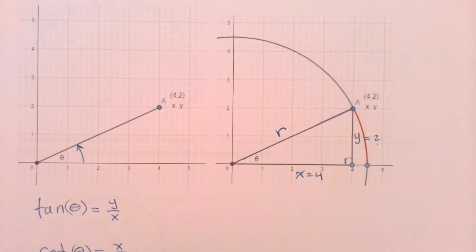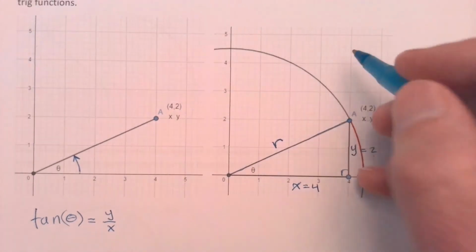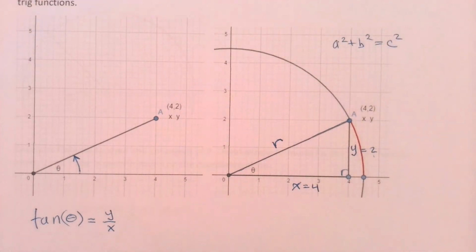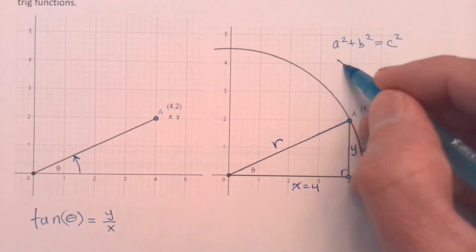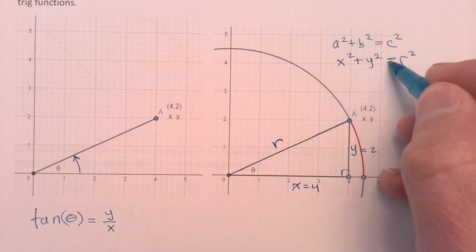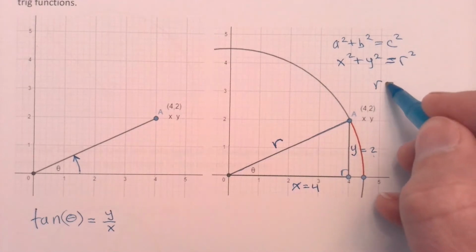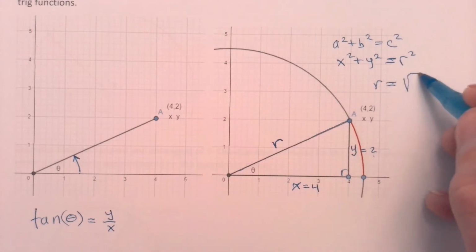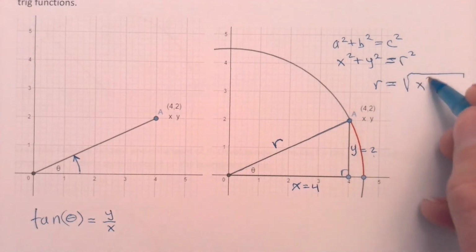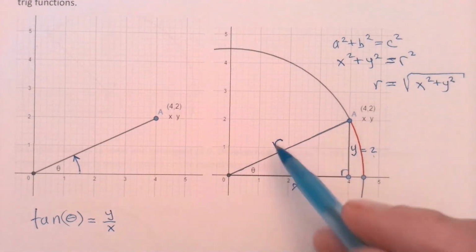Pythagorean theorem would say x squared plus y squared equals r squared. I mean, I know you probably saw it as a squared plus b squared equals c squared, and that's the way I learned it too. But why can't we use different symbols? We could go x squared plus y squared equals r squared. We could solve for r by just taking the square root of both sides. And if we decide that r can only be positive, then we're only concerned with the positive solution to this, and it's the square root of x squared plus y squared. So that's how you calculate r.